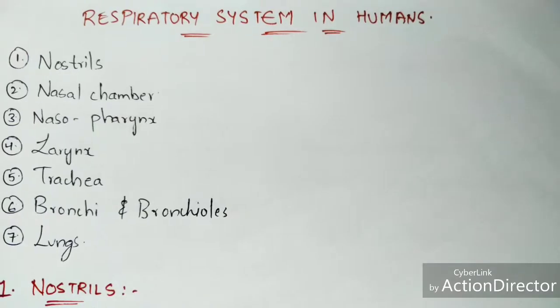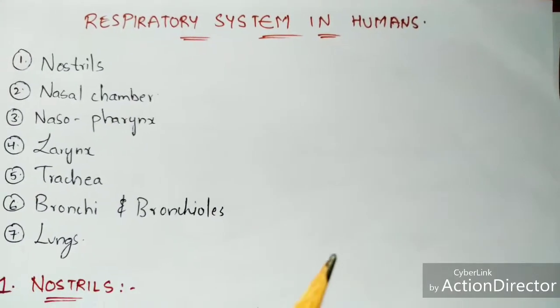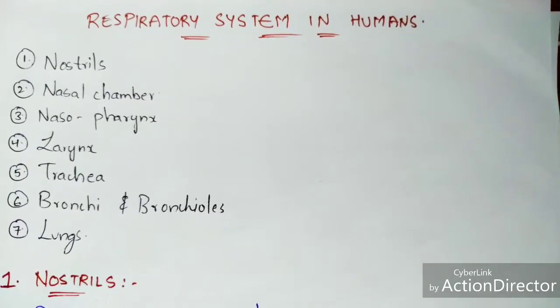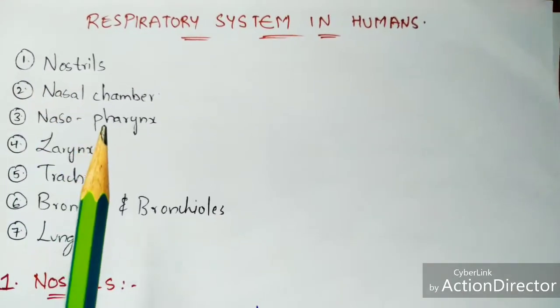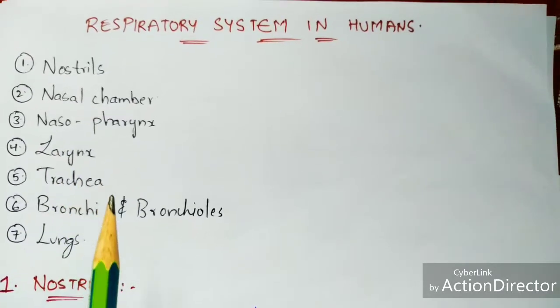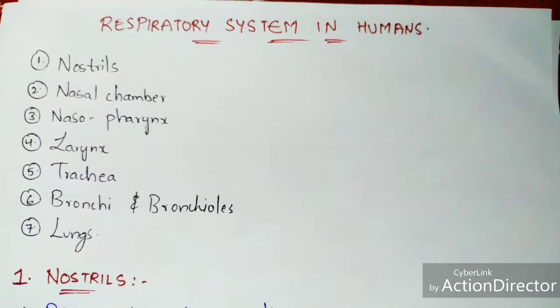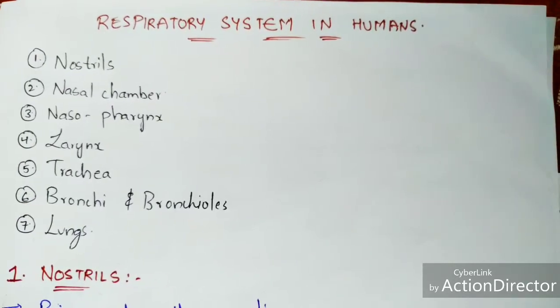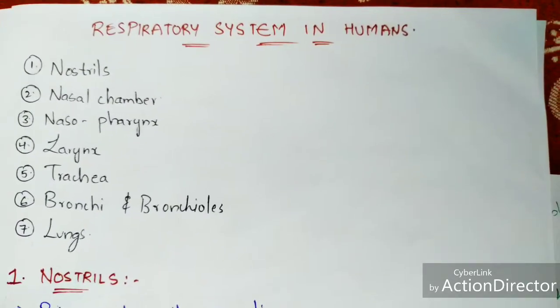So in this video, let us discuss the respiratory system in human beings. The respiratory system of human beings includes parts like nostrils, nasal chamber, nasopharynx, larynx, trachea, bronchi and bronchioles, and lungs. In this video, I am going to explain briefly all of these parts as well as the function of the lungs.